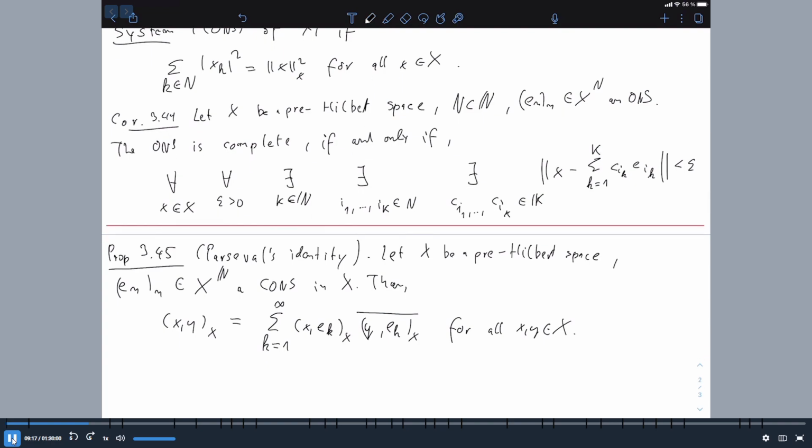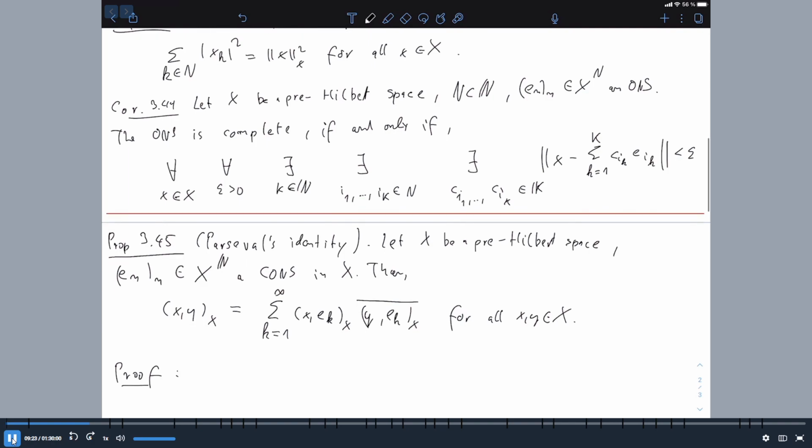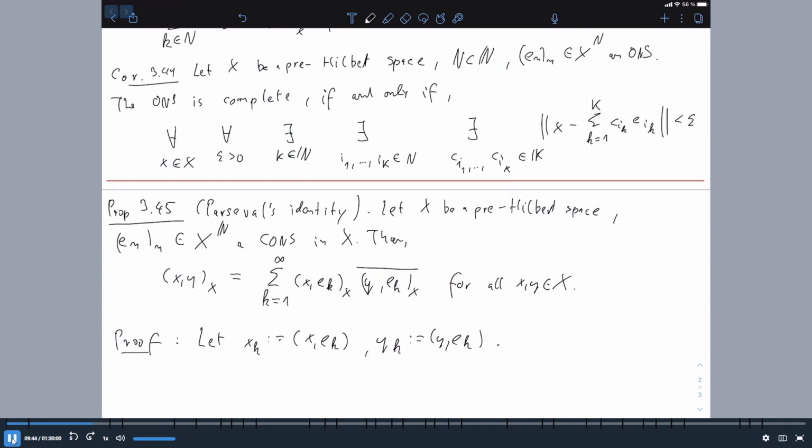And why is this the case? I'm using the same notation as before. That means that xk is the k-th Fourier coefficient for x, and yk is the k-th Fourier coefficient for y. The first thing that we have to show is that this series is actually well defined, so that we have convergence of the series. Otherwise, we cannot handle this object.